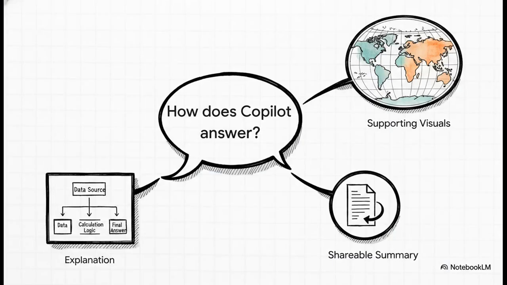And this is where the magic really happens. Copilot doesn't just spit back a number. It gives you a whole package. It delivers a visual to back it up, it explains how it got the answer to build your trust, and it gives you a quick, shareable summary of its findings.